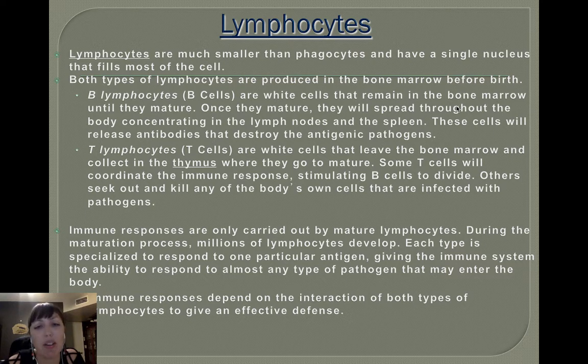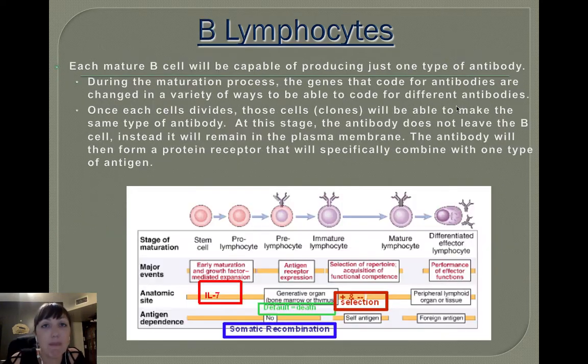So immune responses are only carried out by mature lymphocytes. During the maturation process, millions of lymphocytes develop. Each type is specialized to respond to one particular antigen, giving the immune system the ability to respond to almost any type of pathogen that may enter the body. Immune responses depend on the interaction of both types of lymphocytes to give an effective defense.